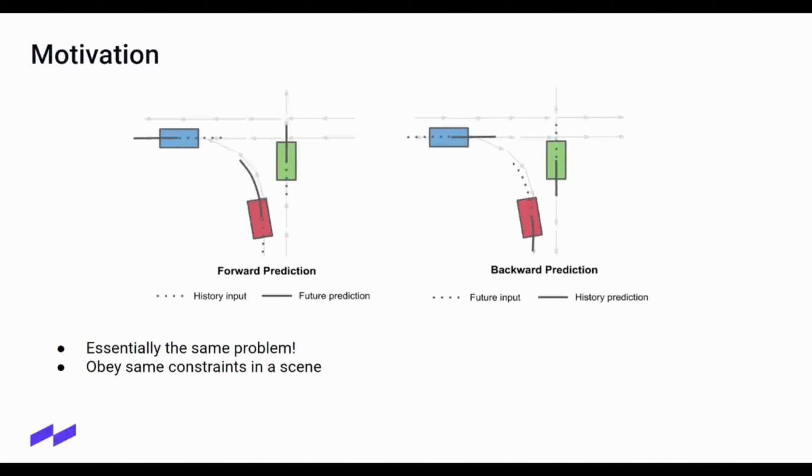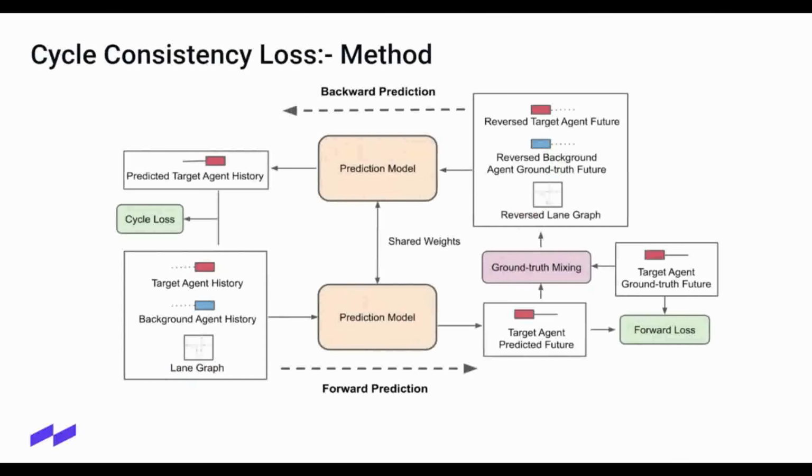We observe that these are essentially the same problem because they obey the same constraints in a scene. Based on this observation, we formulate a cycle consistency loss. This loss is generic and can be applied on top of any motion forecasting model. Given the history, we predict the future using forward prediction. Then we do backward prediction with the same model where we use the predicted future to predict a history which we match with the ground truth history.